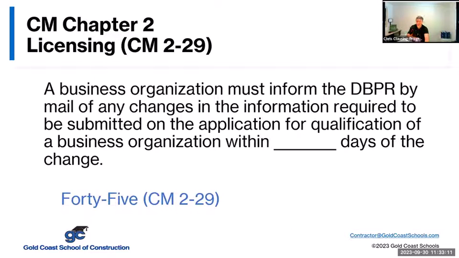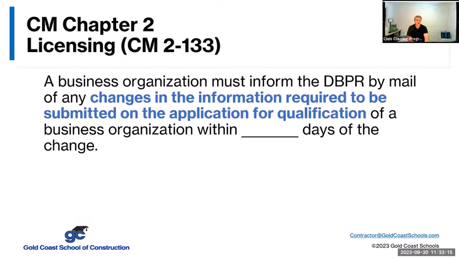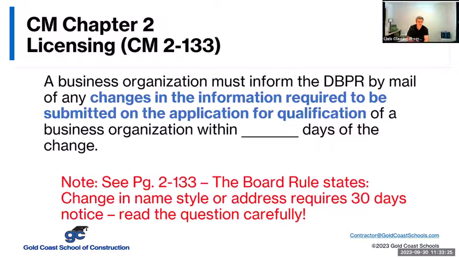Now, again, the state likes to ask trick questions, I would say. So if you look at this question, again, I bolded the changes in the information required to be submitted on the application for qualification. That's this particular question. But if you just peek over to page 2-133, the board rule states, so this is the board rule related to CILB, 61G4, that changes in name, style, or address require 30 days notice.